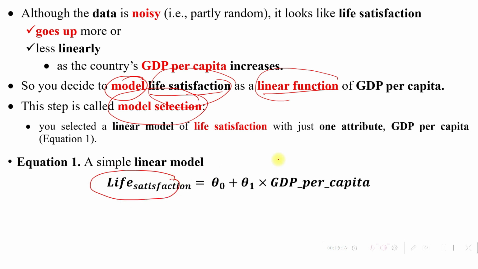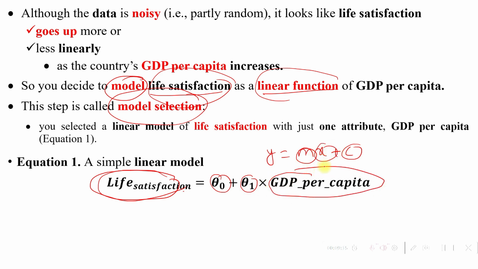Simply y equal to mx plus c. Here y is simply life satisfaction. Theta naught is simply a constant value. Theta 1 is called the slope value, as m, and GDP per capita is simply x. So the one variable is GDP per capita, x. This is called x, this is called m, this is called c, and this is called y. So y equals c plus mx. Simply, this is a linear equation.